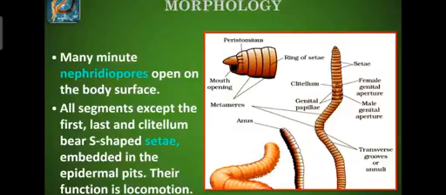On the last diagram you can see, on the body, small thread-like structures on the lateral side. Those are called setae, and if you see the structure, it is S-shaped. These are embedded in the epidermal pits. On the body, pits will be there, and in those pits these setae are embedded.